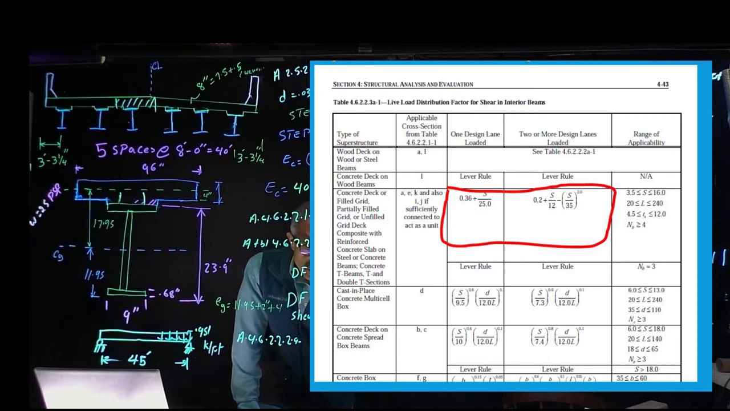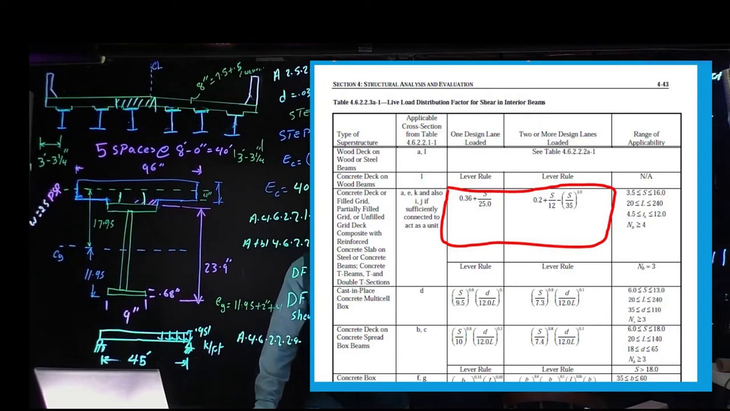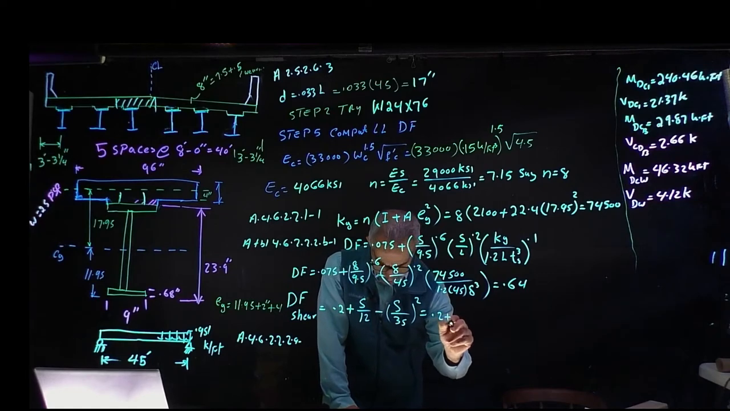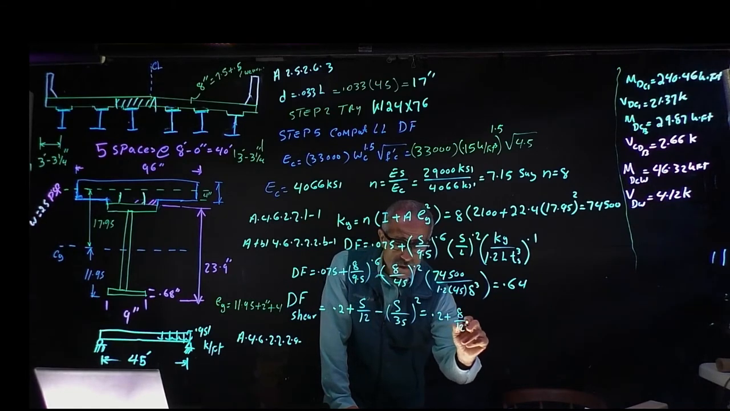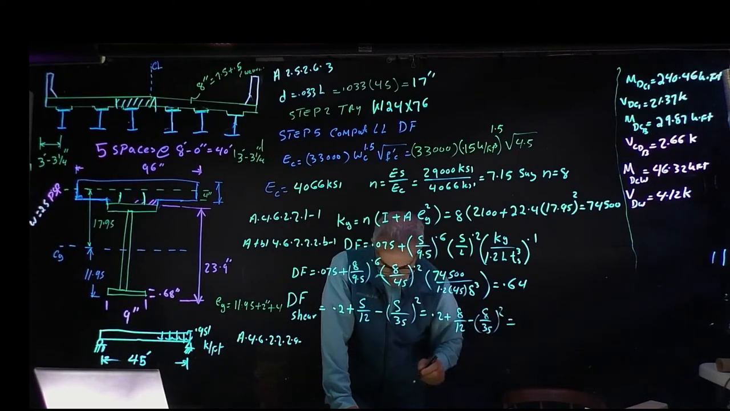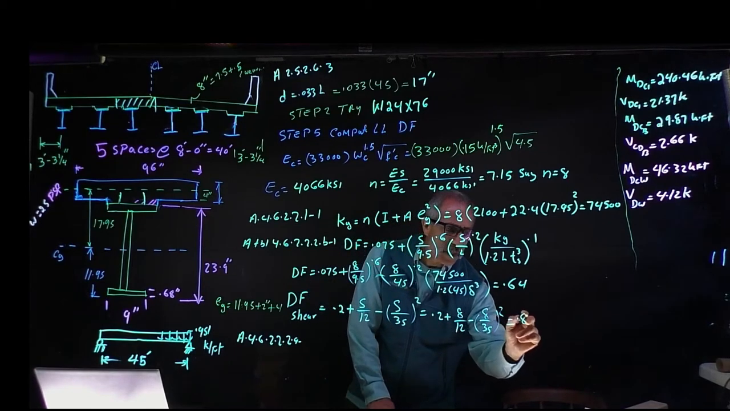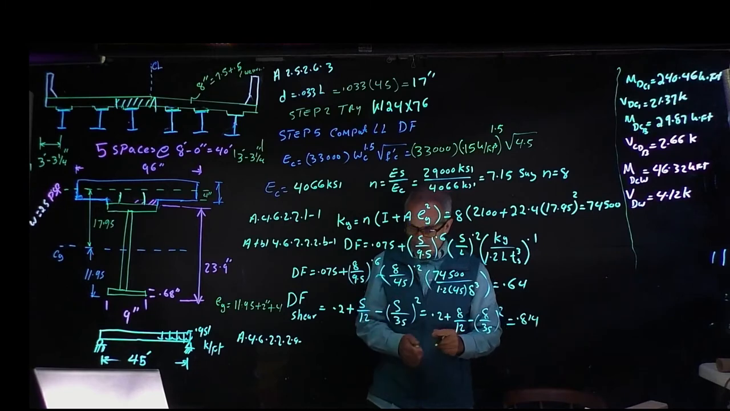You see the equation there, I'm just going to write the number down. 0.2 times 0.2 plus S divided by 12 minus S divided by 35 to the power of 2, and that comes out to 0.2 plus 8 divided by 12 minus 8 divided by 35 to the power of 2. So I get the number of 0.814. So those are two distribution factors right there for the shear DFs.